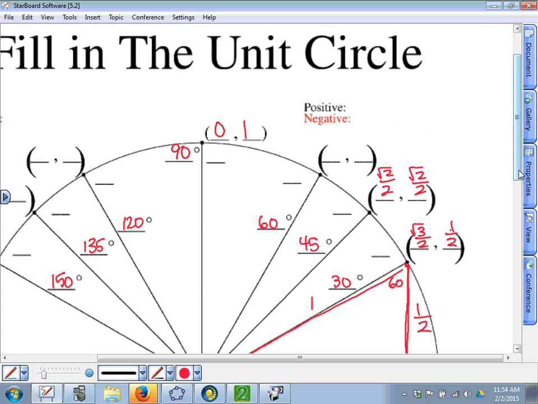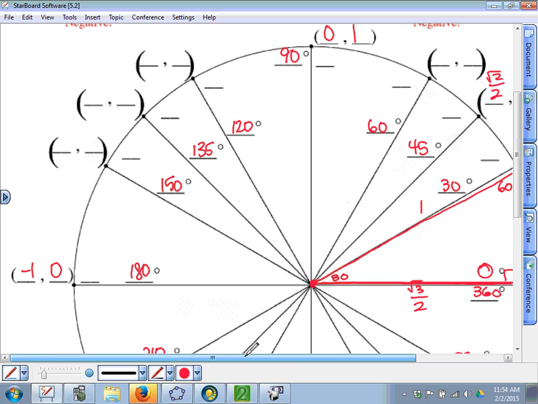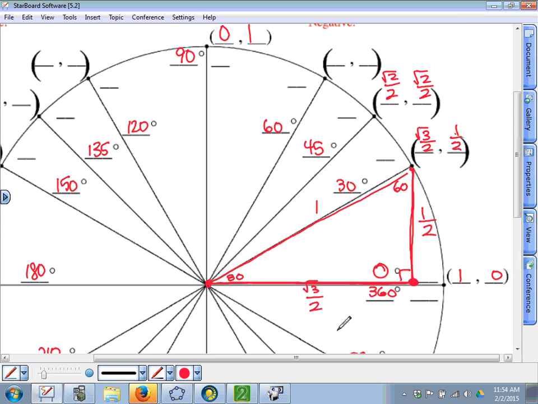1 comma 0. No, to the left. Okay, go back to 360, the line right to the right. We haven't done that yet. That's next time. It's radians.